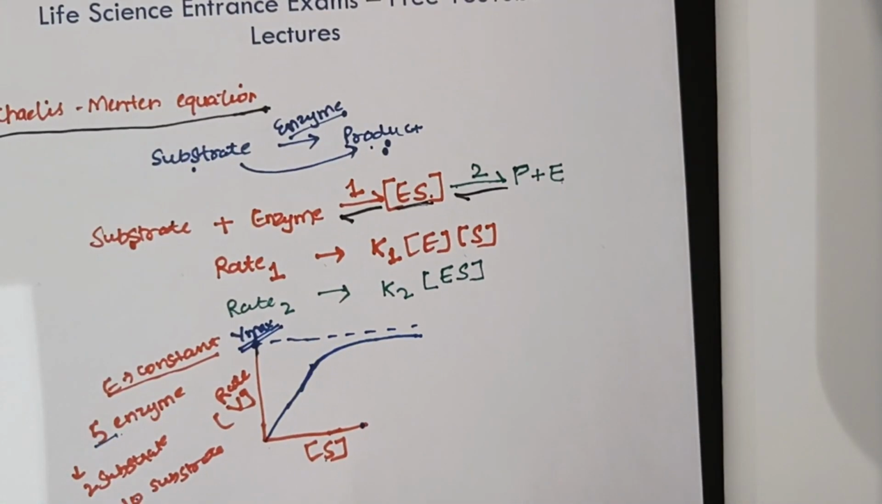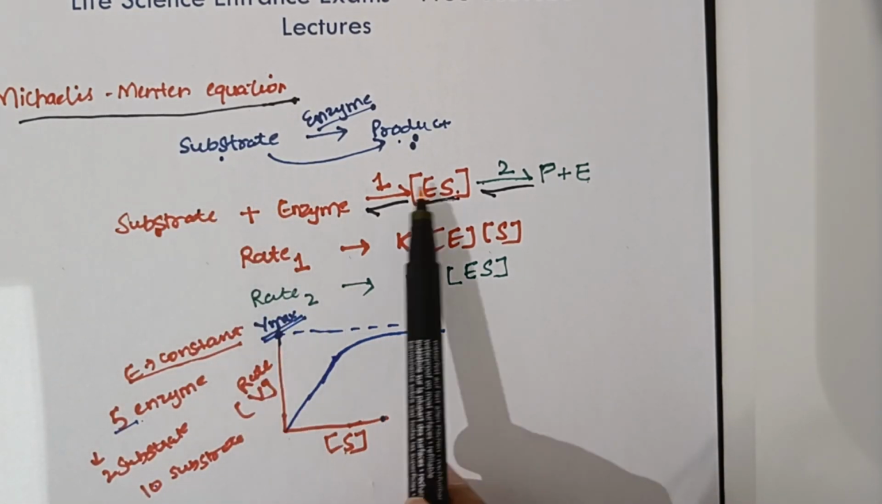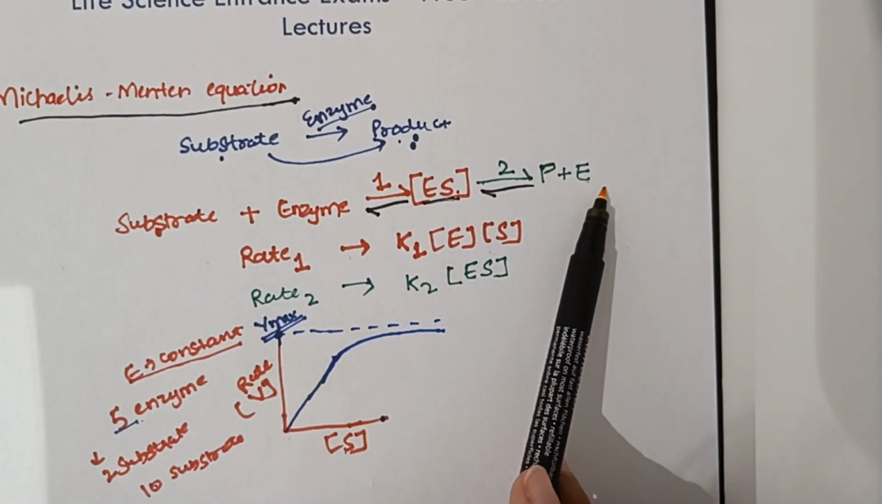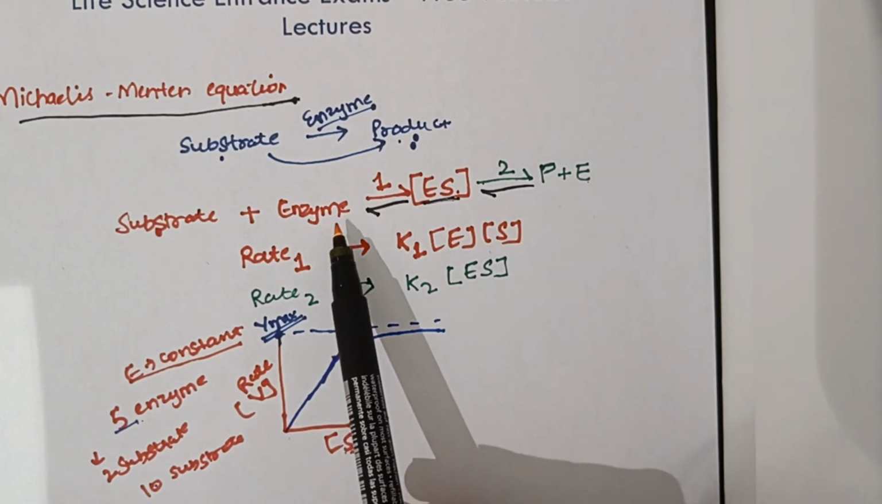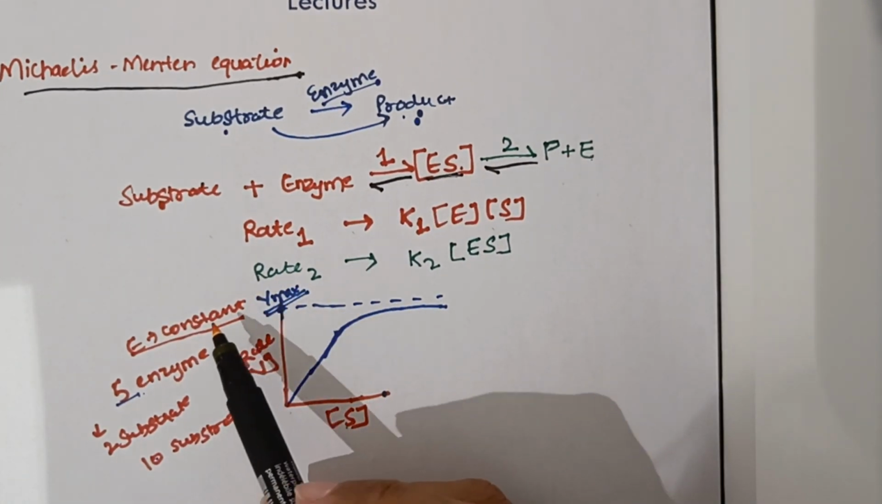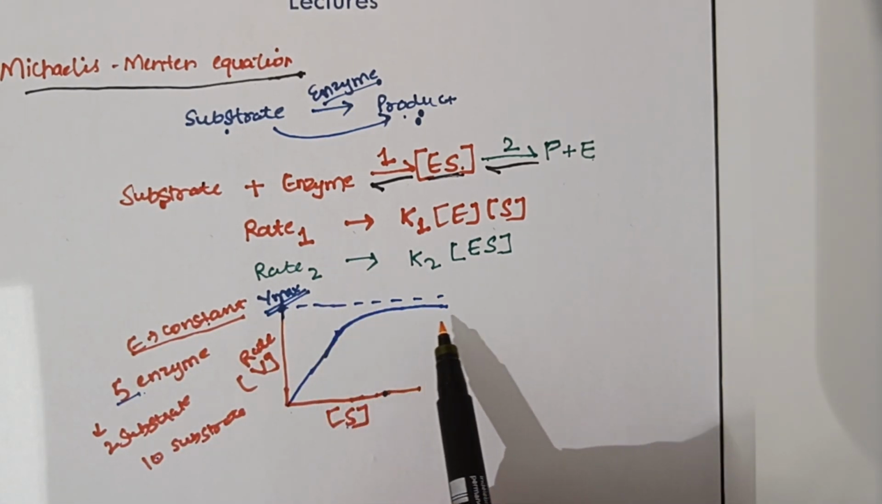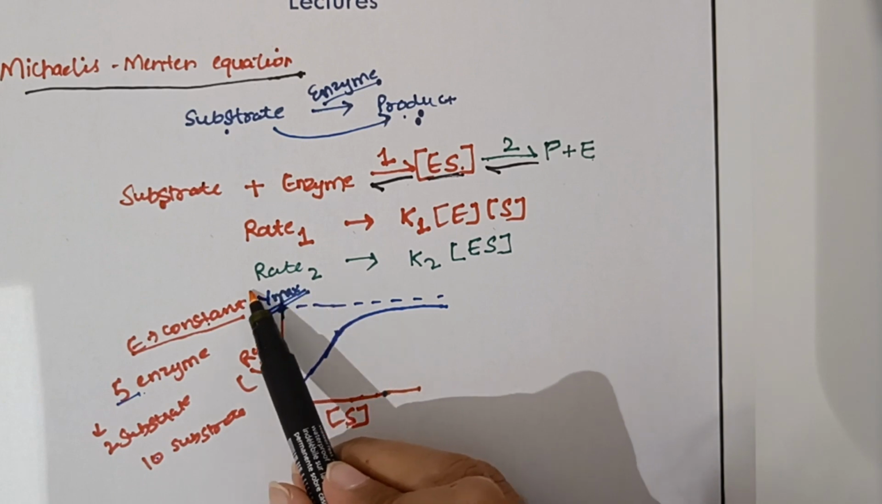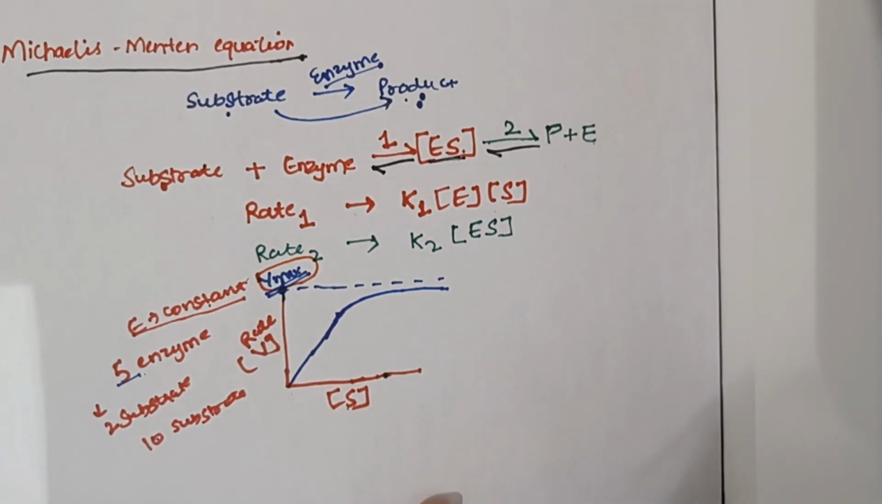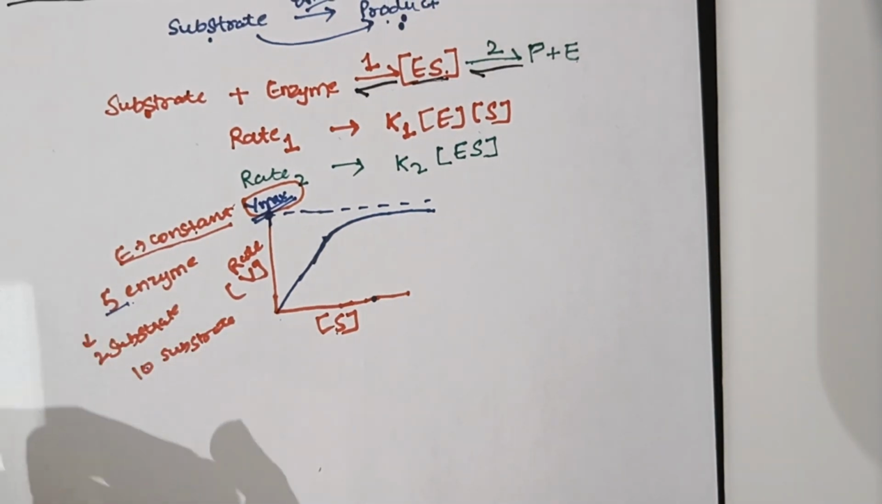Now you understand the basic enzyme concept: the formation of the ES complex and then the formation of the product, which depends on the concentration of all these factors. At a higher concentration of substrate the enzyme becomes saturated and reaches a point called Vmax. Now we are going to talk about the Michaelis Menten equation.